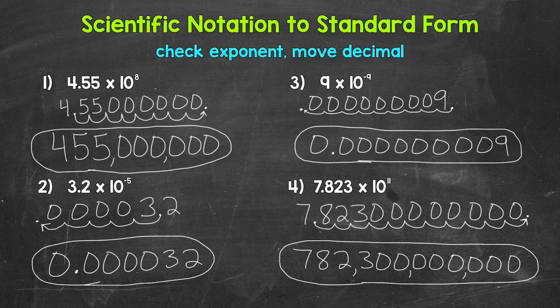For number 3, we had an exponent of negative 9. So we needed to move the decimal 9 places to the left. And then lastly, for number 4, we had a positive exponent of 11. So we needed to move the decimal 11 places to the right. Feel free to pause the video here and take more time to check your work.